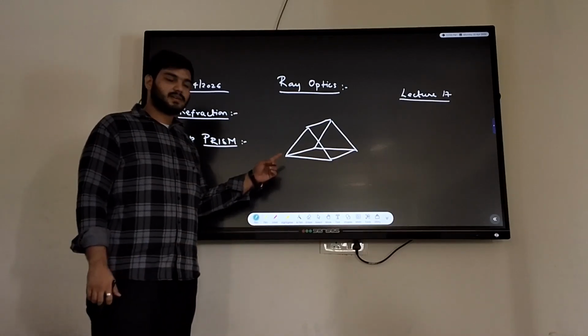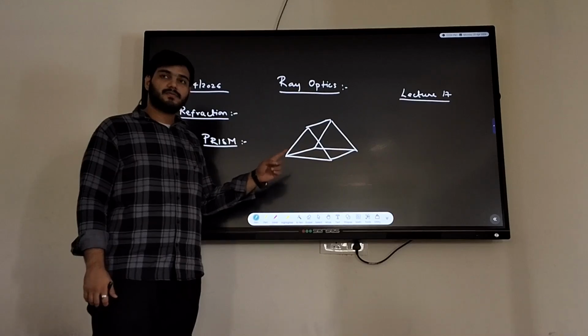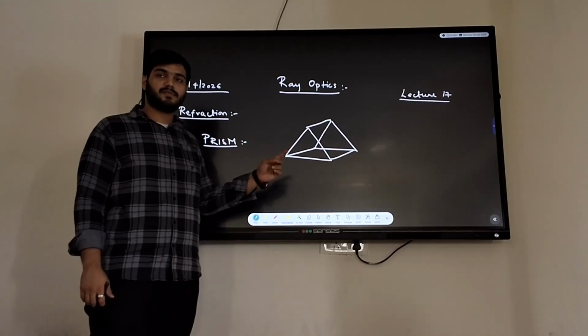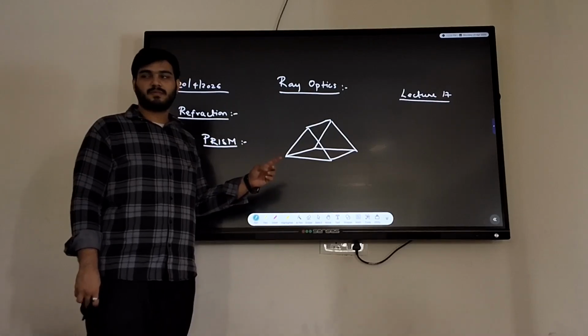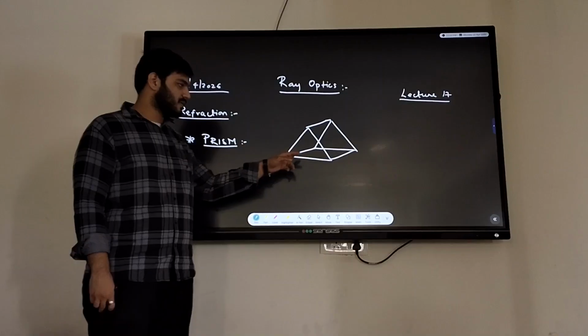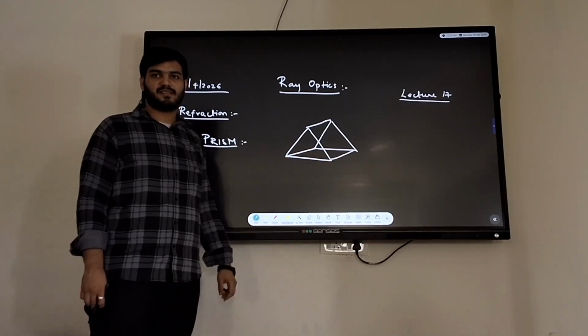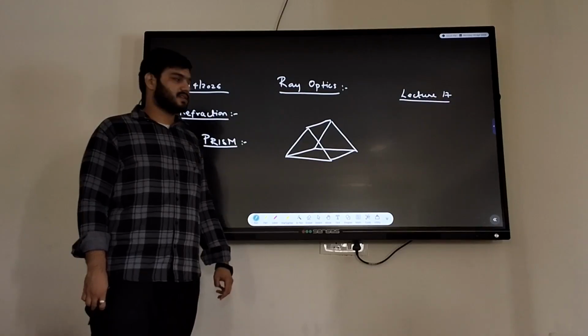What is so special about this prism? What have you studied about prism? What one thing related to light have you studied about prism? Dispersion. You may have studied dispersion, no? Dispersion doesn't only involve prisms, it also occurs in lenses, but we do not talk about that here.